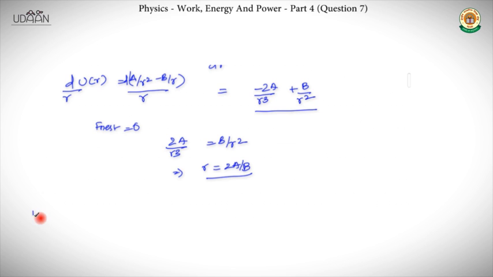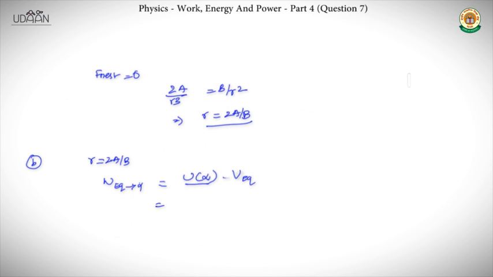Let us move to part B of the question. They asked the work done to move the particle from equilibrium to infinity. At the equilibrium, r is equal to 2A by B. So work done from equilibrium to infinity will be equal to change in potential energy from infinity to equilibrium. At infinity, as U is a function of r, if we make r equal to infinity, since r is in the denominator, it will tend to 0. U infinity will be equal to 0.